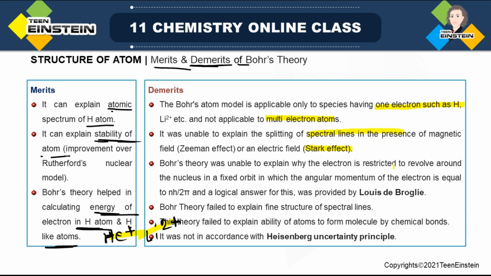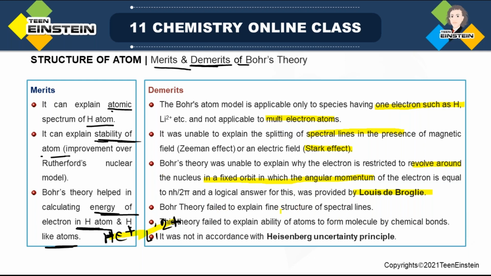Then it was unable to explain why the electron is restricted to revolve around the nucleus only in fixed orbits. It says that angular momentum, that is mvr, is equal to nh by 2 pi. But why is it so? There is no clear-cut answer. A logical answer for this was provided by Louis De-Broglie, which we will see in the next class probably, not today, we will not get time. That is an improvement over Bohr's atomic model.